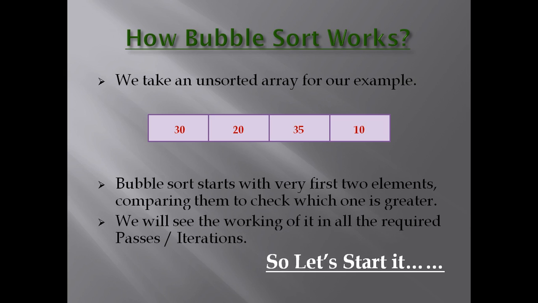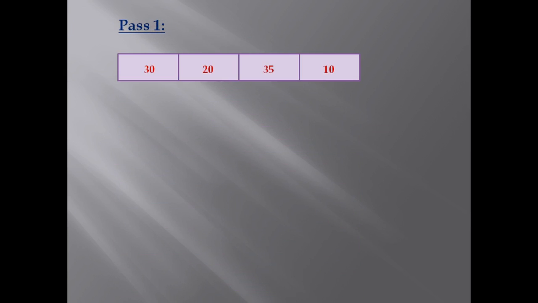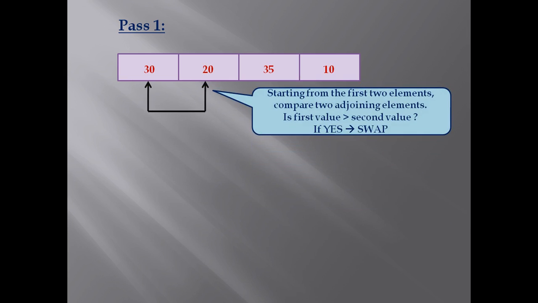Let's start. In the first iteration, iterations are also called passes. In the first pass, we have one unsorted list which is 30, 20, 35 and 10. When we say we are going to sort a list, it means we are going to arrange our list elements in ascending order, right? You can see these elements are not in ascending order. How will bubble sort work? It will start from the first two elements and compare them. It will check whether the first element is greater than the second. If yes, then it will interchange them.